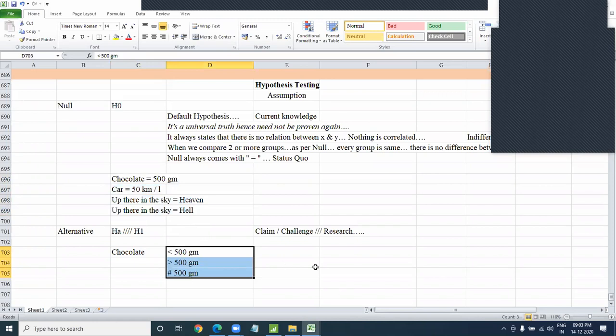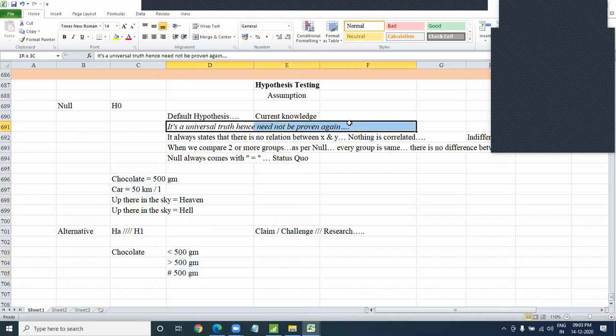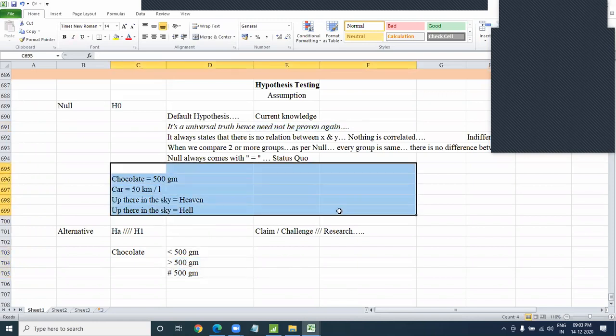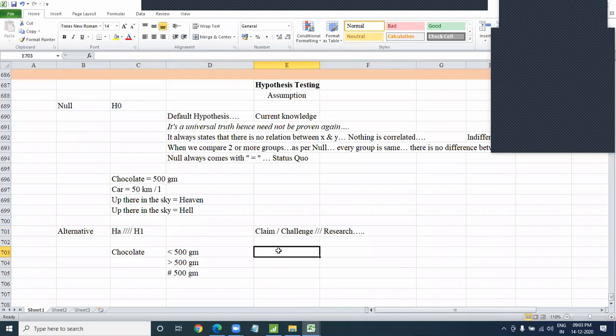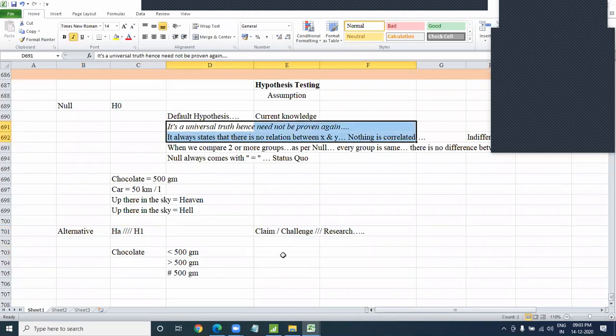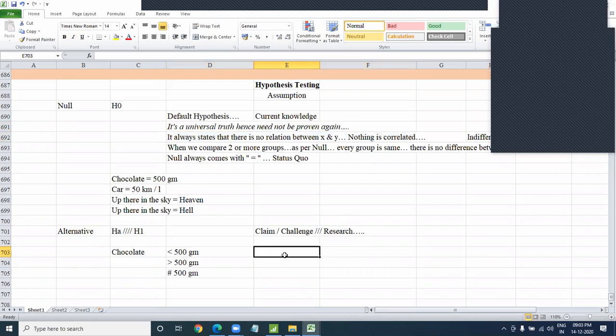Now keep this in mind. You don't need to prove null. Null is an existing truth. People believe it, it's already there. Who has got a problem? You've got a problem. You are the one who's coming and claiming something. If you are claiming something, you prove it, not my problem. Null, I'm already proven. You've got a problem, so you always need to prove alternate. You never prove null. Null is already proven. You need to prove alternate.